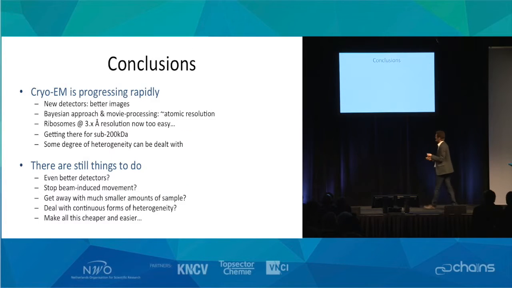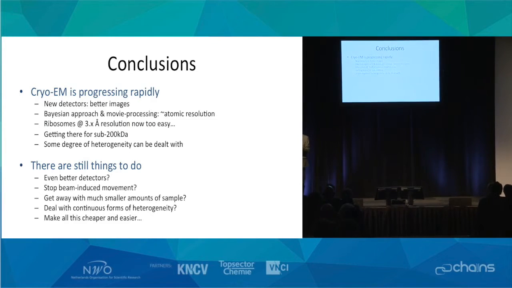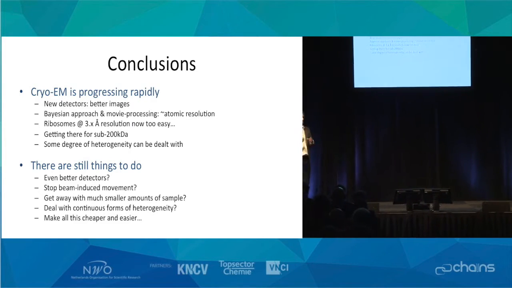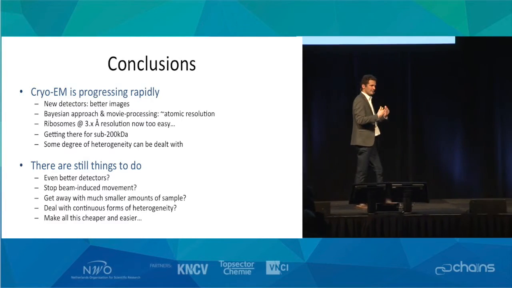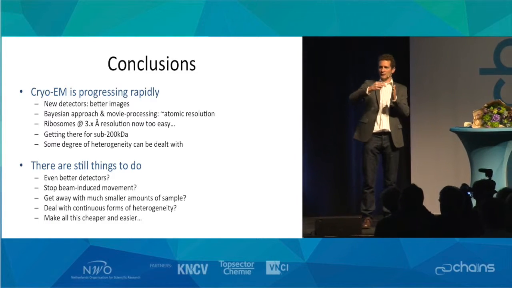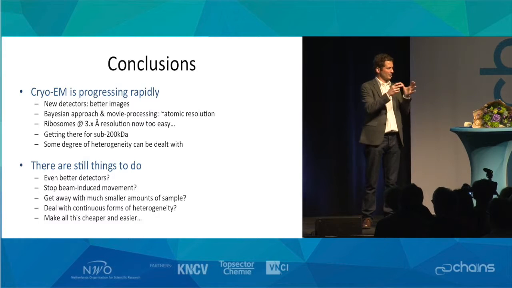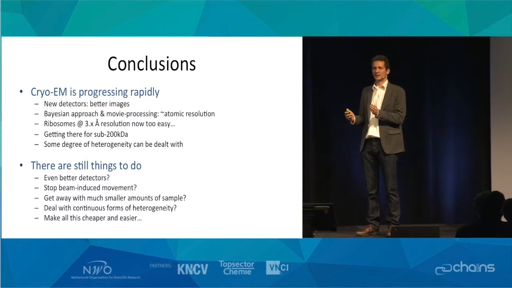OK, that brings me to my conclusion slide. Cryo-EM is progressing very fast. New detectors and better image processing now make it possible to do near atomic resolution structures from many different targets. Ribosomes are a lot easier than complexes which are small, like gamma secretase, smaller than 200 kilodalton, which is still a bit hard. And I think very exciting, also with a view to the future, is that we can now start to deal with these different types of heterogeneity, where there's a mixture of different structures. Although there, more image processing development is necessary.